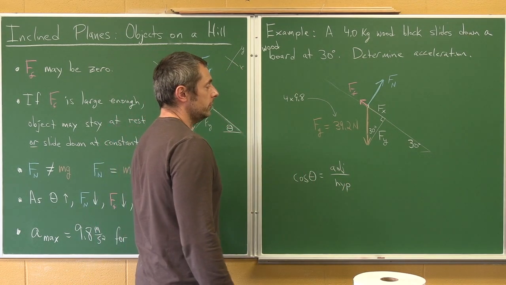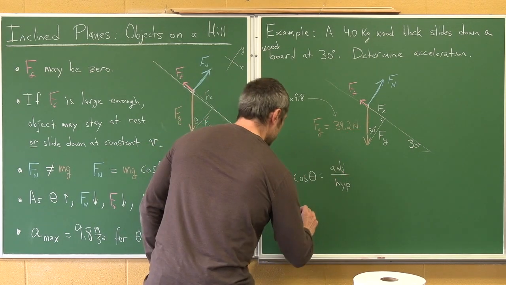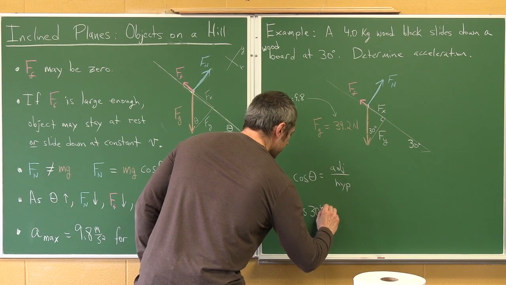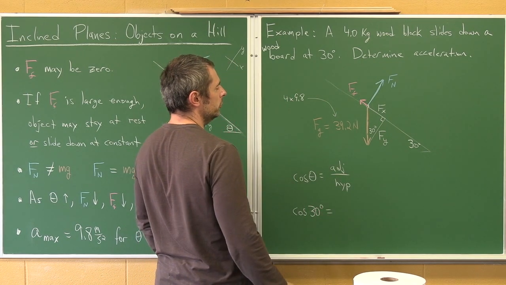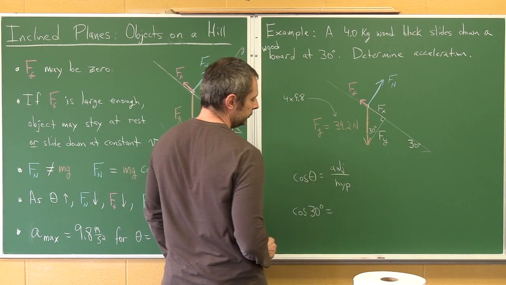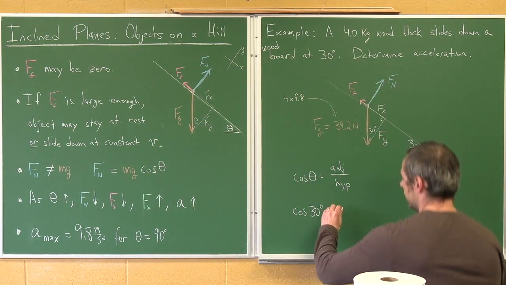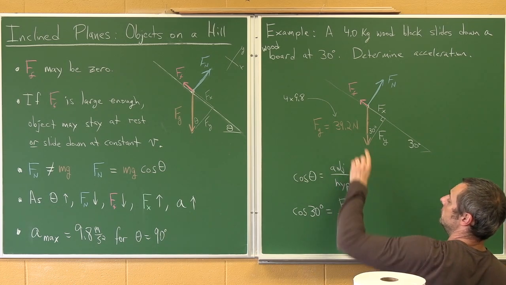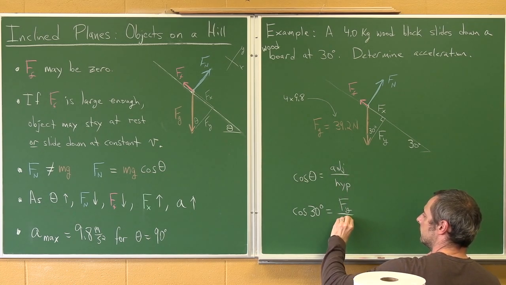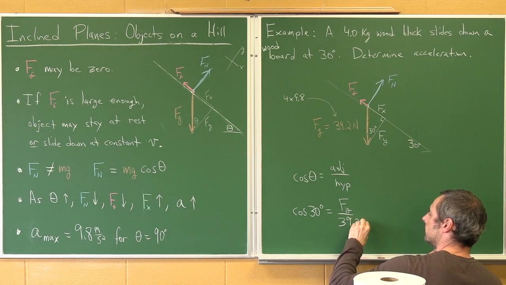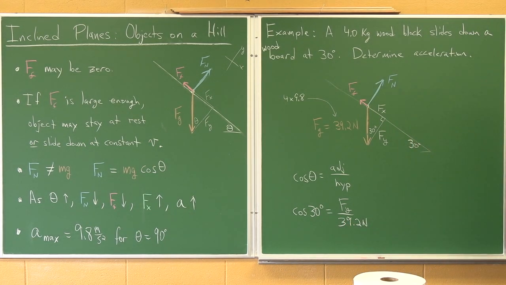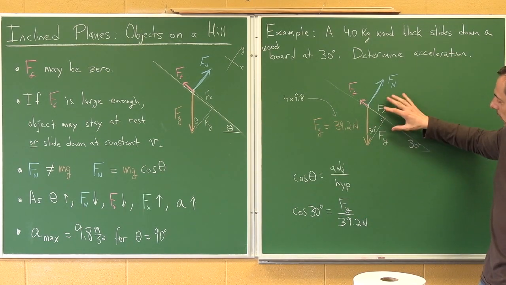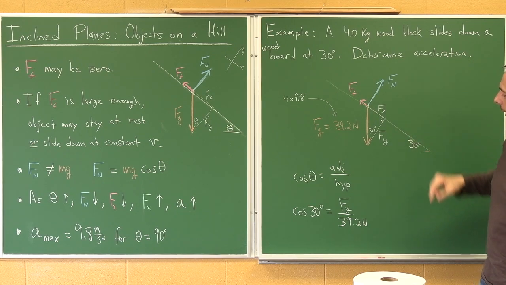And so now I'll plug in my numbers. Cos of 30 equals the adjacent side, which is the y component, okay? And the hypotenuse is the 39.2. Okay? Now, I need another line over here. I'm going to move over there. But before I do, I just want to also start the calculation for the x component.